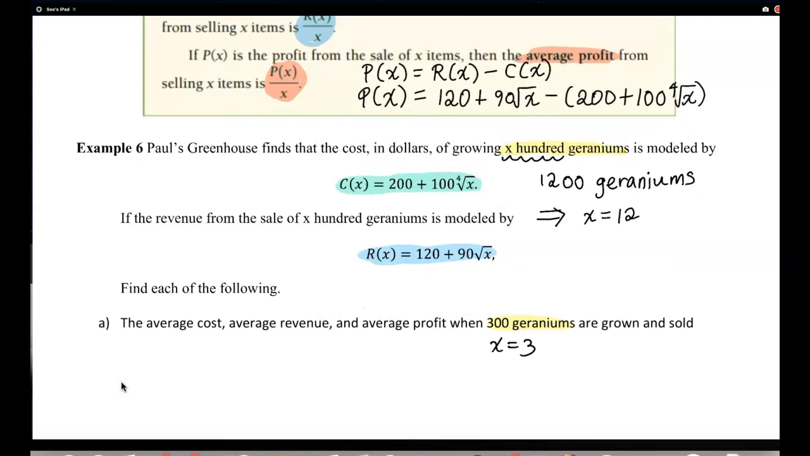Okay, and I will simplify the like terms here, okay? 120 plus 90 times square root of x. I'm distributing this negative sign to get it out. It will be minus 200 minus 100 fourth root of x.